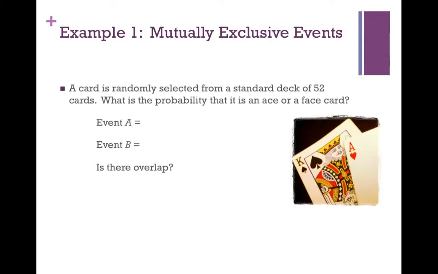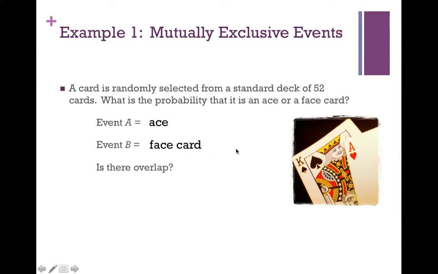All right, let's take a look at an example. So we have a card which is randomly selected from a standard deck of 52 cards. What is the probability that it is an ace or a face card? So it's a single card, but there's two different criteria that it could meet. It could be an ace or it could be a face card. So event A is a card that's an ace. Event B is a card that's a face card.